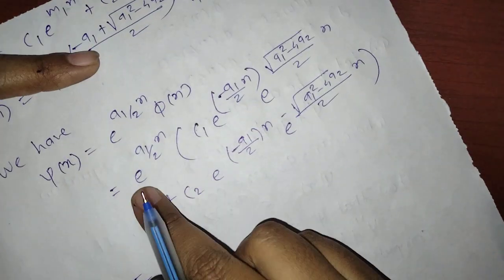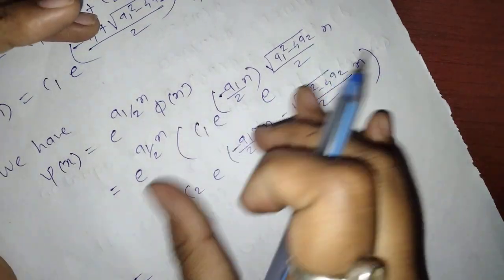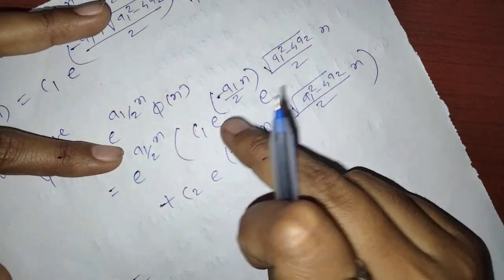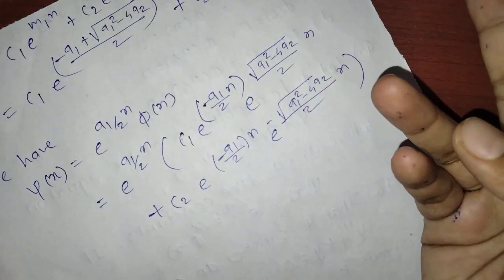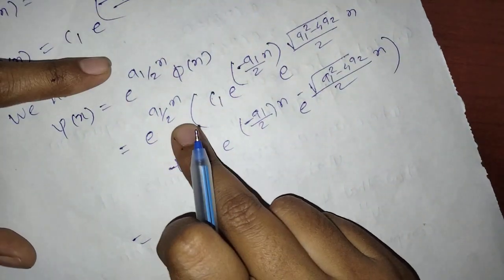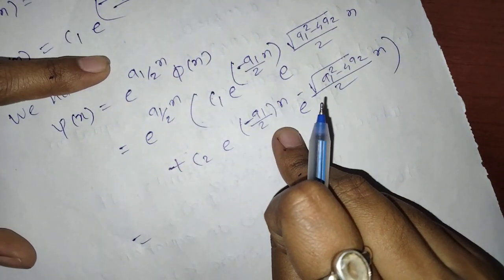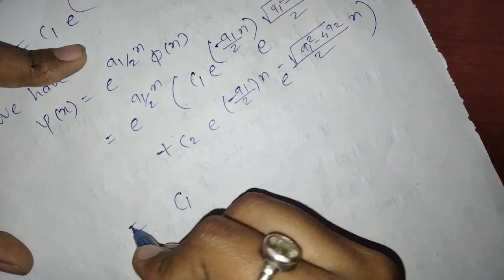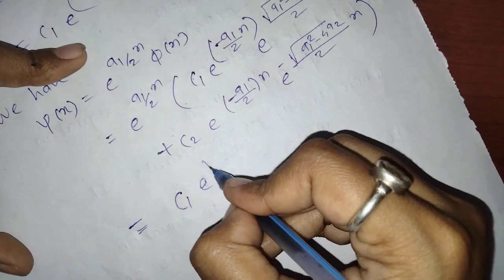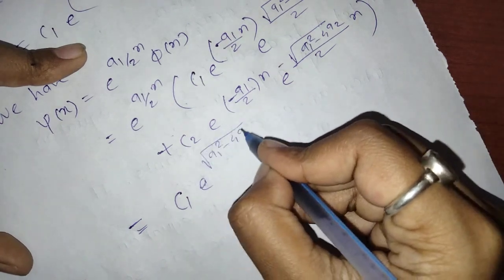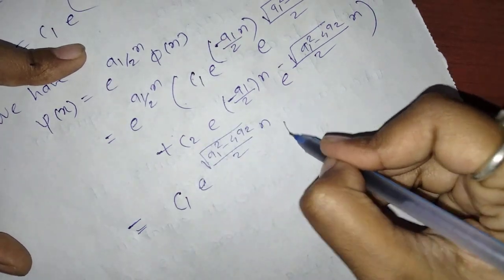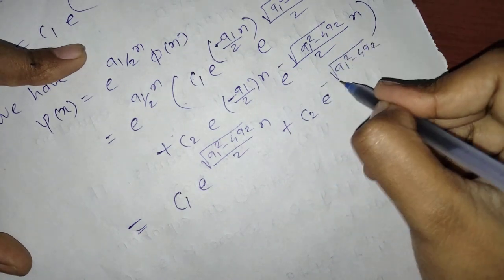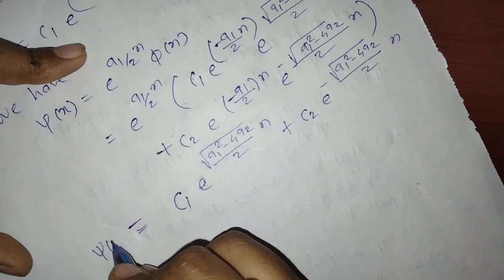Now you can see that here e raised to a1 upon 2x is multiplied to the whole bracket. So e raised to a1 upon 2x into e raised to minus a1 upon 2x get cancelled. Similarly here e raised to minus a1 upon 2x get cancelled. So remaining terms are c1 into e raised to under root a1 square minus 4a2 upon 2x plus c2 e raised to minus under root a1 square minus 4a2 upon 2x.